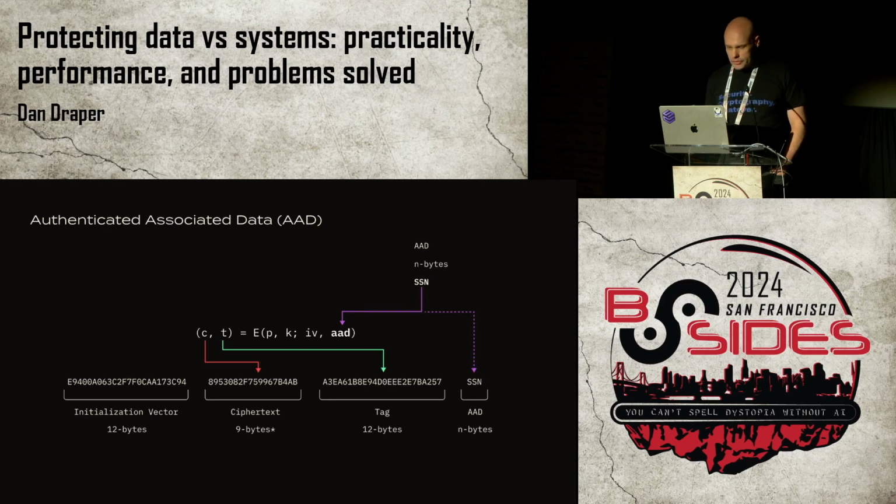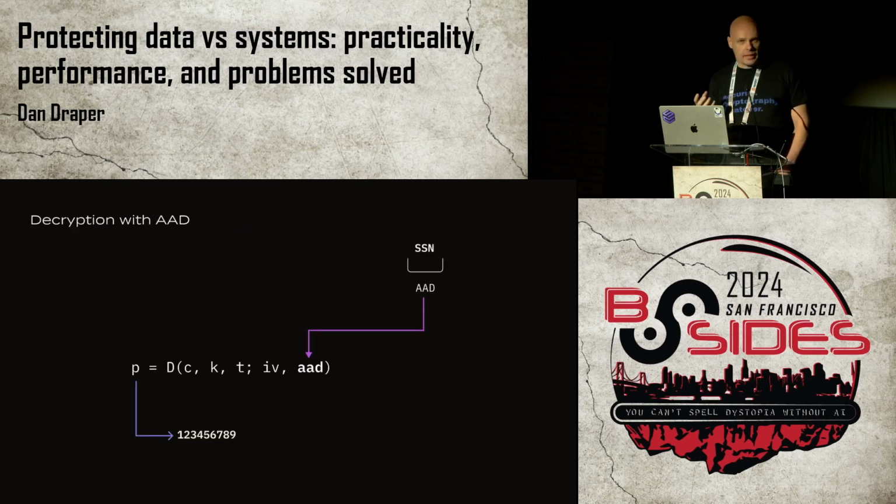And so in this case, let's say I've encrypted a social security number, 9 bytes long, and I want to include in the AAD to say that this is a social security number. So I'm just going to set that to the characters SSN. An AAD can be any number of bytes long.